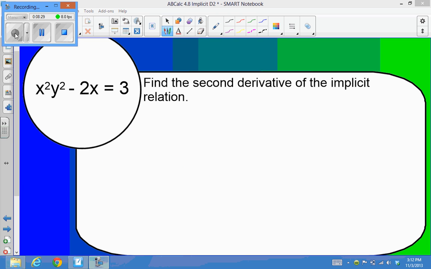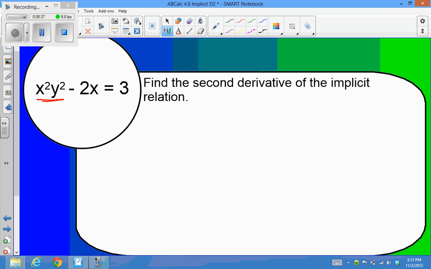Okay, now here's our little bit of a challenge problem. We want to find the second derivative of this implicit relation. Again, first two terms are multiplied. We are doing this in terms of dy/dx, not dx/dy, so I won't get my tongue tangled anymore. Out of habit, I always say that other one, but here we go. Let's take our derivative right here.